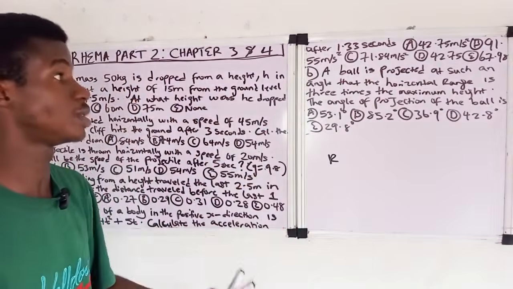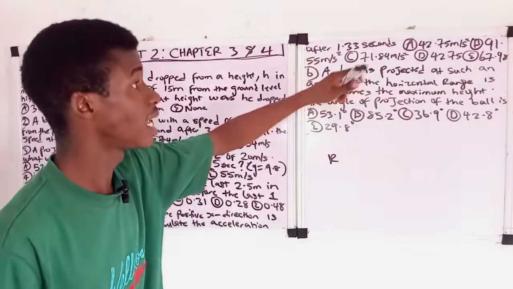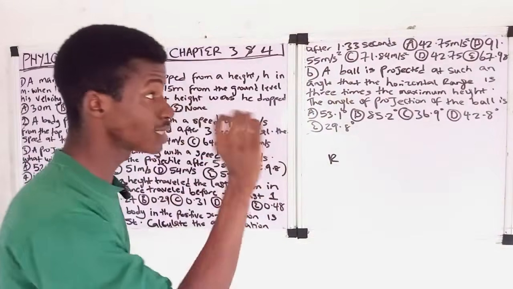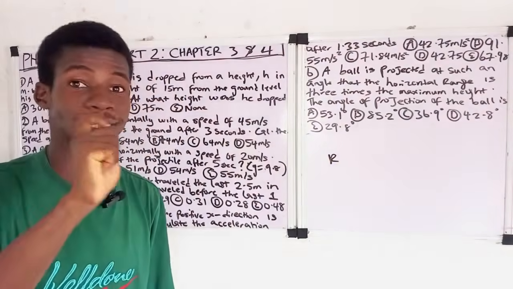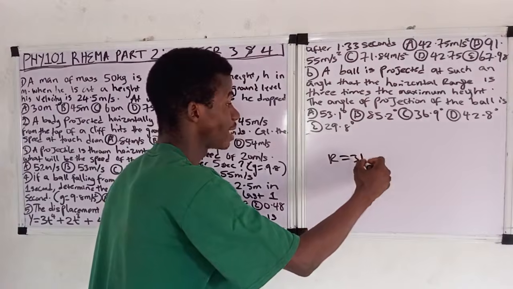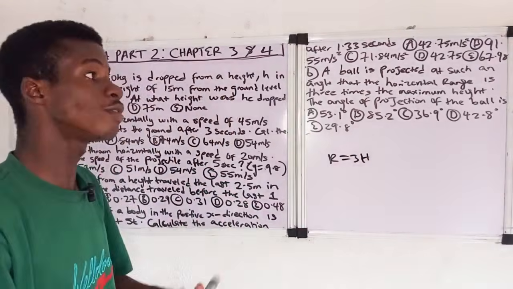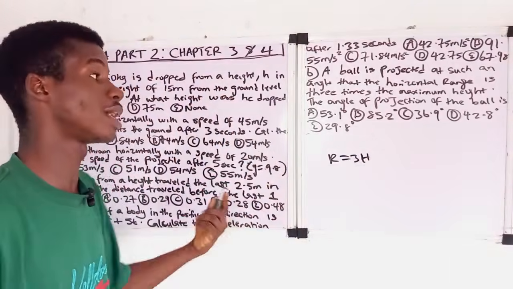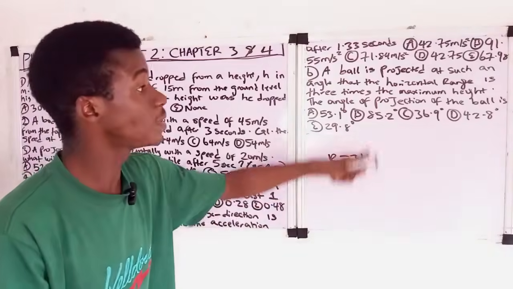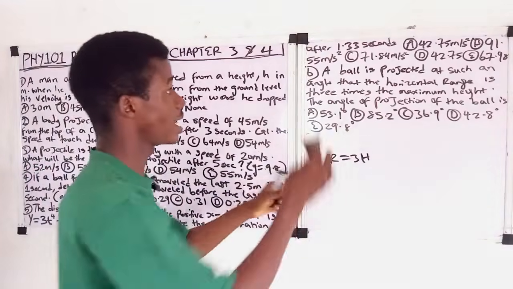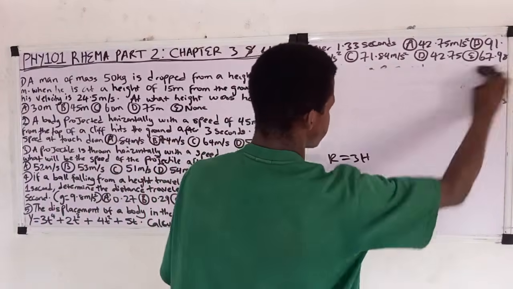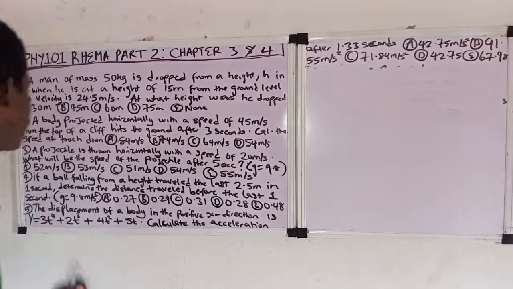Very important. Take note that they said a ball is projected at such an angle that the horizontal range is 3 times the maximum height. The angle of projection of the ball is 53.1 degrees. This is the angle at which the range is equal to 3 times the maximum height. It's very easy. This question is from Projectile. Now let's continue to the next question.